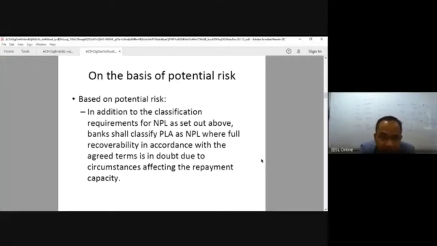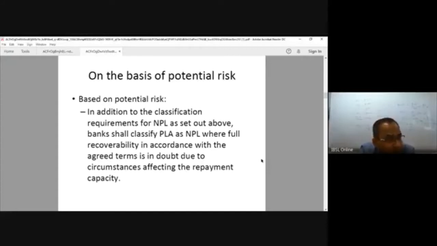So in addition to the classification requirements for NPL, the bank shall classify PL as NPL where full recoverability in accordance with the agreed terms is in doubt due to circumstances affecting the repayment capacity. There are banks which have prudent practices. This is the given definition we have to fall in line with. This is the minimum requirement. But banks can be prudent.